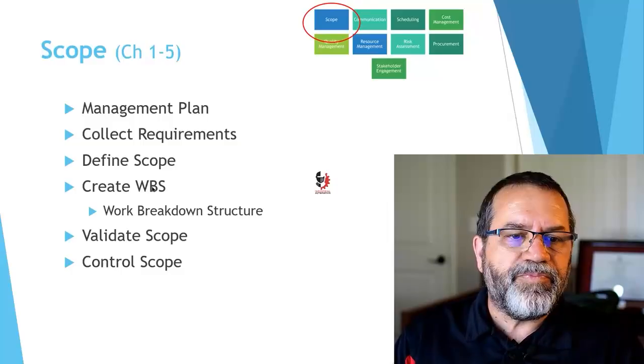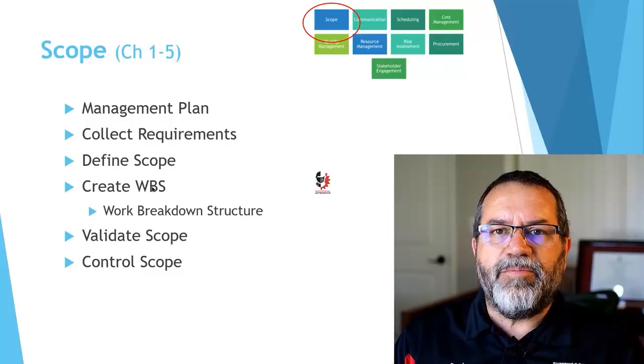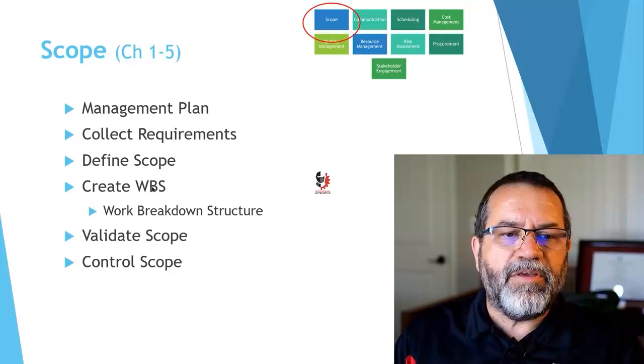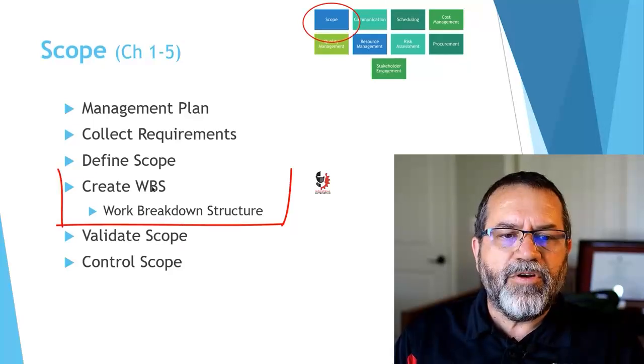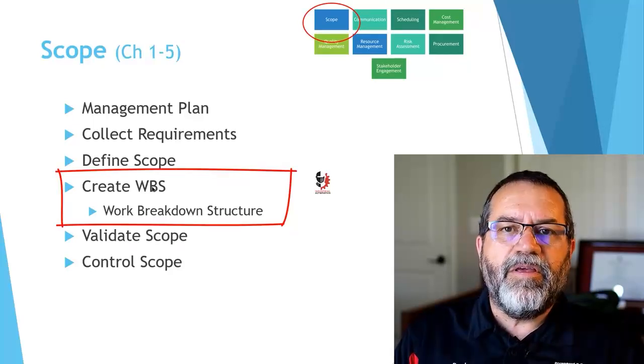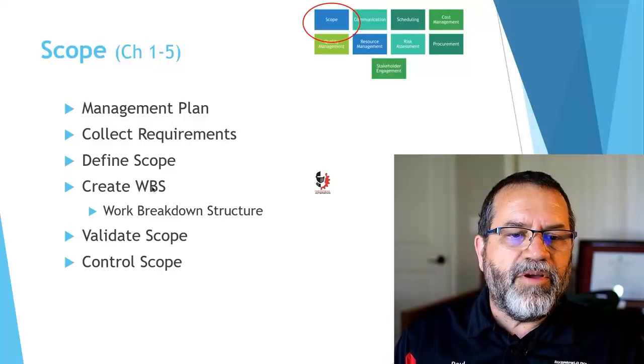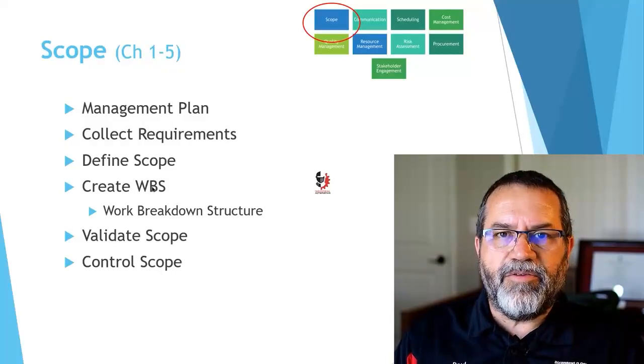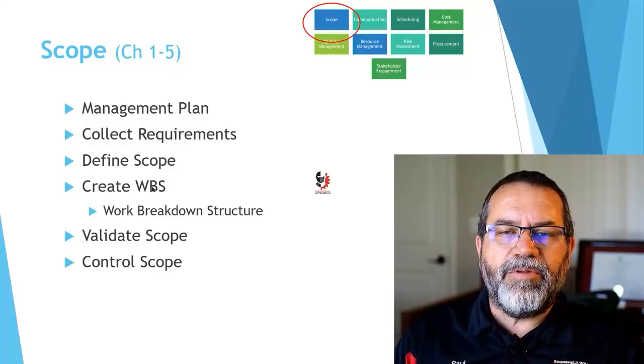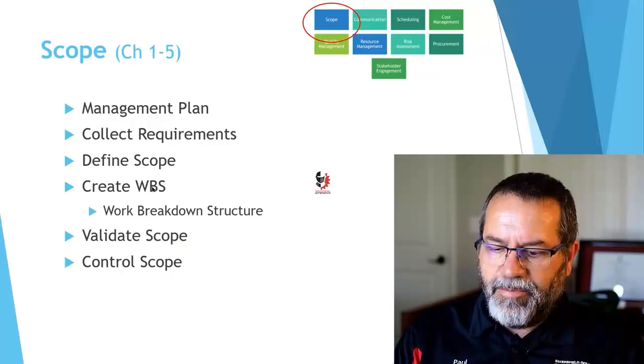are we going to do. Next, we need to create our WBS, and that's very important in project management, the WBS, work breakdown structure. And that's a list of all the tasks that have to be done to complete the project. We have to validate our scope, make sure that the details that we plan to do will actually accomplish the overall objective of the project, and then we have to control the scope.